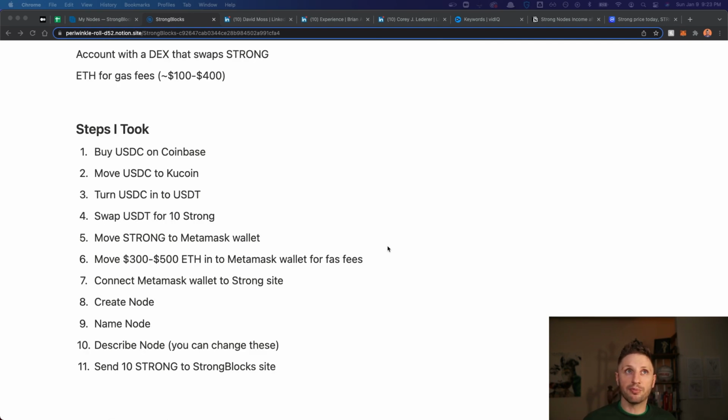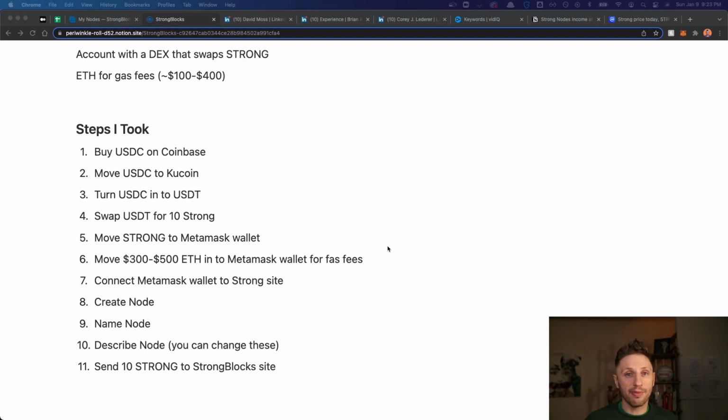I bought USDC on Coinbase, then I moved that to KuCoin. Turned that into Tether, because that's all you could do at the time to buy Strong. You couldn't swap it for USDC. So I had to convert that to Tether, which was about 1-to-1 because they're both pegged to the dollar. Then I swapped my Tether for 10 Strong.